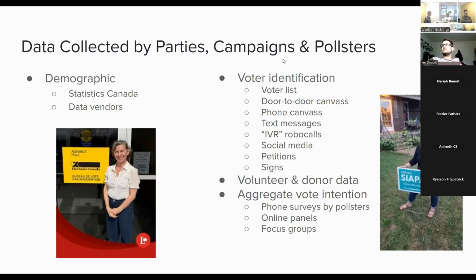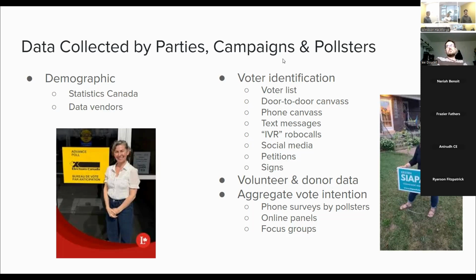And finally, I wanted to mention aggregate voter intention. So pollsters can do phone surveys, they can do online panels, they can run focus groups where they get a group of people into a room and talk to them. There are all kinds of ways that they do this, and what they're trying to do is gauge the intention of likely voters to vote one particular way or another. That is not directly election data, but it certainly influences people's vote. It certainly influences the outcome of the election. So I thought it was important to mention it.